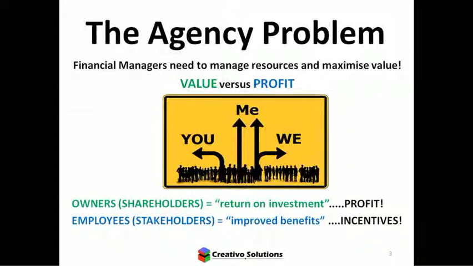We know we get two groups. We get shareholders, which are the owners of the business, and they're focused on a return on investment. So for them, their priority is on profit. Employees are the stakeholders, and they're looking for improved benefits. So they want the incentives. So there's definitely going to be a conflict of interest that could possibly arise, and we need to try and mitigate that. So please watch the previous video if you want more information about the agency problem.